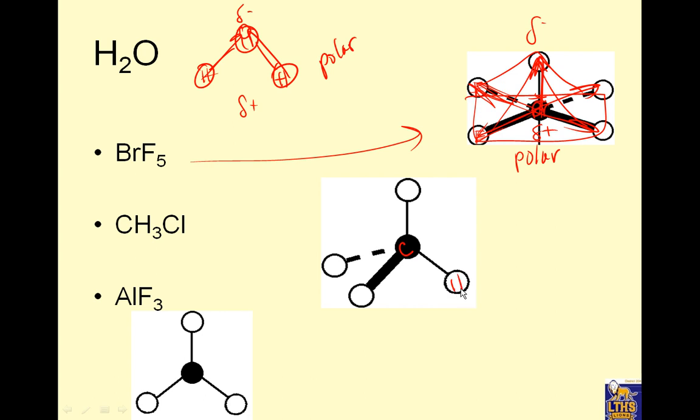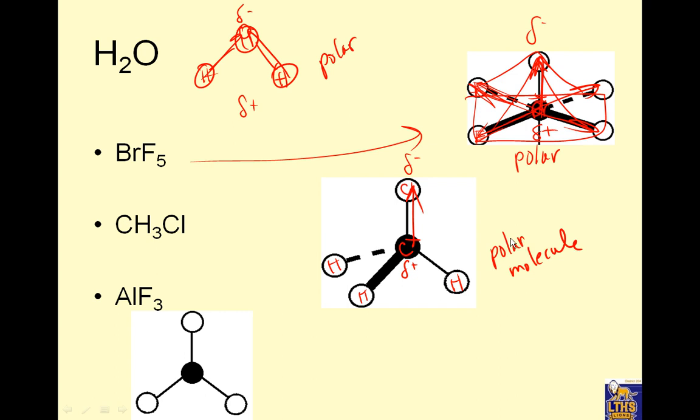CH3Cl. So here's our C. We'll put these as H's. And this will be our Cl. So a CH bond is nonpolar, no arrows. But a CCl bond is polar, because there's a difference of 0.5. So we got kind of negative here, kind of positive. There's nothing to cancel that arrow, so it's a polar molecule.